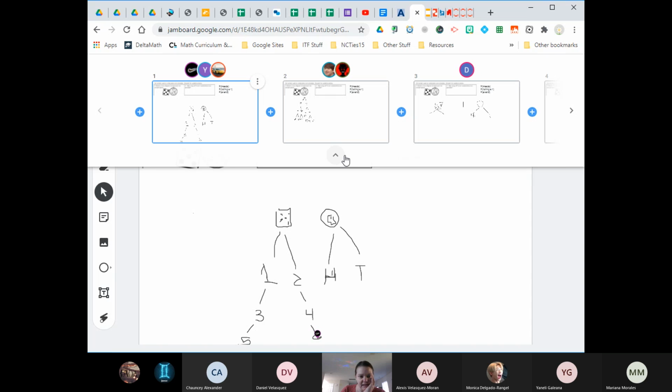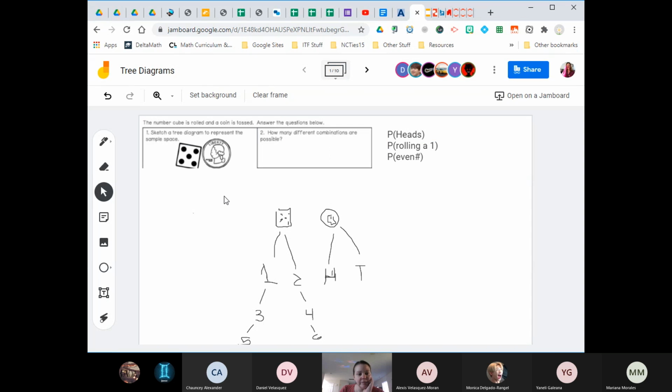Okay, let me stop you for just a second. So if I am flipping a coin and rolling a cube, okay, that is one event together. So I would have flipping a coin and rolling a cube. That is my event, correct? So let's say, since there's more sides to the cube, I'm going to start with my cube. How many different outcomes are there on that cube?